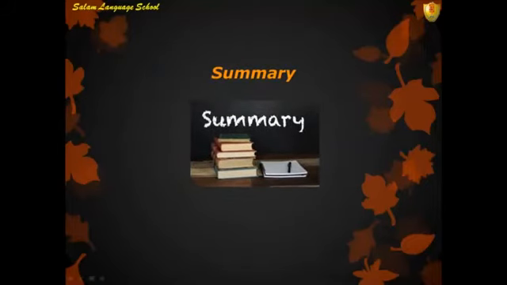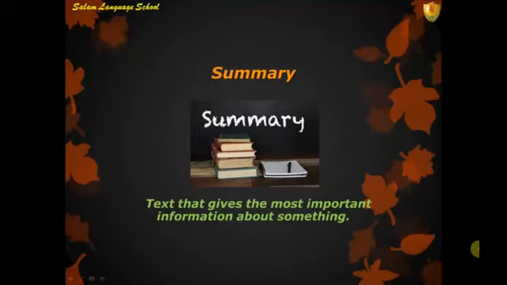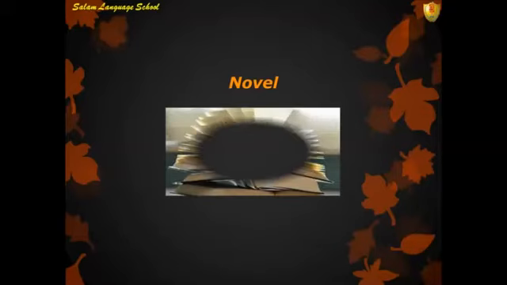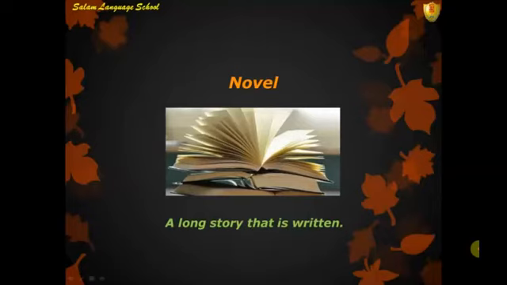Summary, to sum something, means text that gives the most important information about something. Tremble. Shake a little when you are afraid, worried, or excited. To shake a little when you are afraid, worried, or excited. Novel, not a story. Novel means a long story. Novel, رواية, a long story that is written.